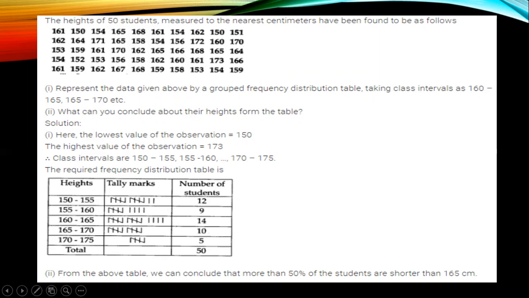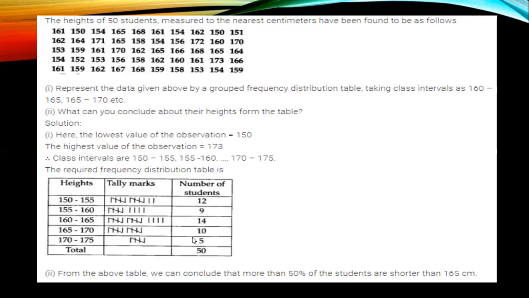Because as it is mentioned in the question, the class height has to be 5. Yes, so we'll begin with 150 to 155. So 150 will already be part of this, followed by the next class intervals such as 155 to 160, 160 to 165 and so on till 170 to 175, as the largest or the highest value in the observation is 173, which will come up in the class interval 170 to 175. Go forward with preparing a tally marks.